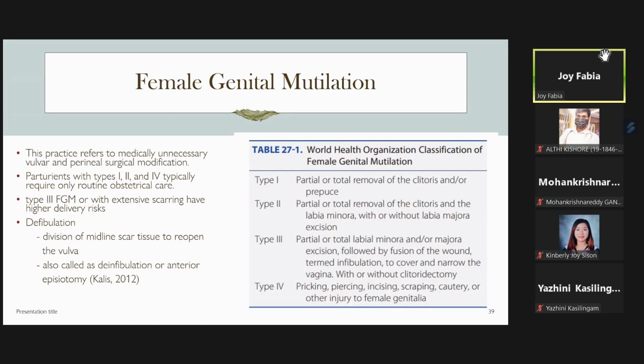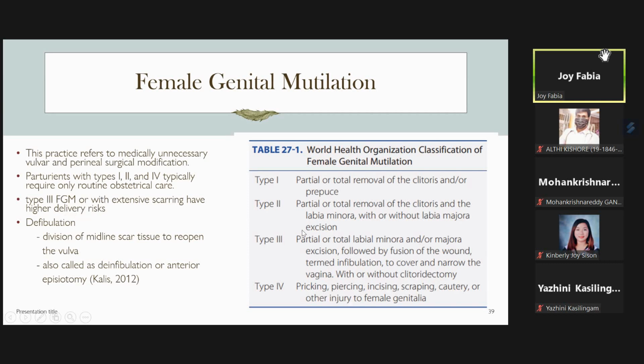Now, let's go for the female genital mutilation. In other countries, usually in the African area, they practice this. This practice actually refers to medically unnecessary vulvar and perineal surgical modifications. The parturients with types 1, 2, and 4 only typically require routine obstetrical care.